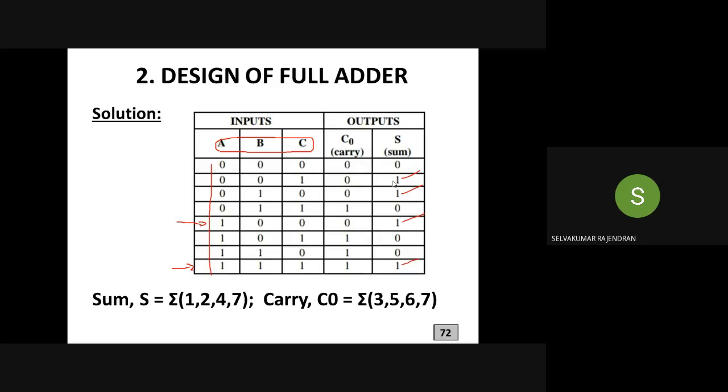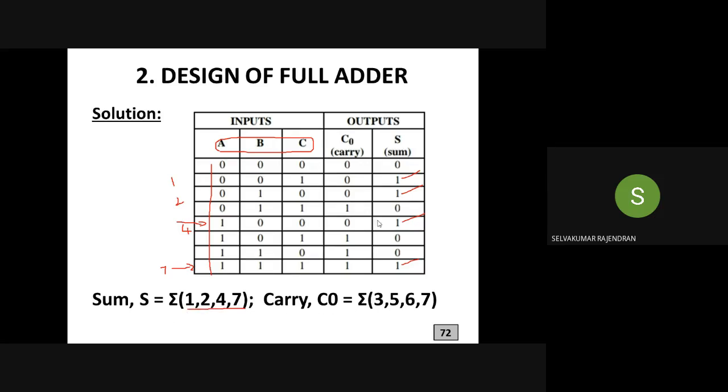The corresponding input combination is 0, 0, 1. 0, 0, 1 can be represented as the minterm 1. Similarly, here 2, here 4, and this can be 7. So there are 4 minterms that are 1, 2, 4, 7. That belongs to the sum output.